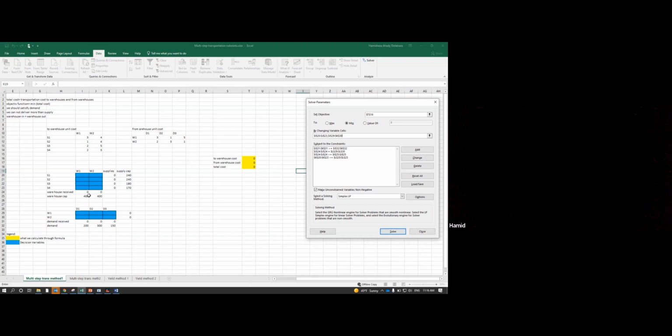So whatever comes to a warehouse should be less than or equal to 400. We cannot send more than 400. And the last constraint, K20 to K23, on the supply column, should be less than or equal to L20 to L23. So whatever you send out should be less than your supply. You cannot send more than what you can supply.